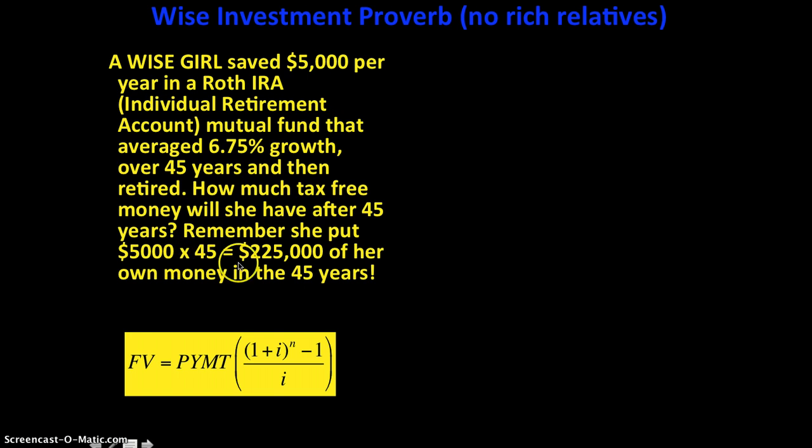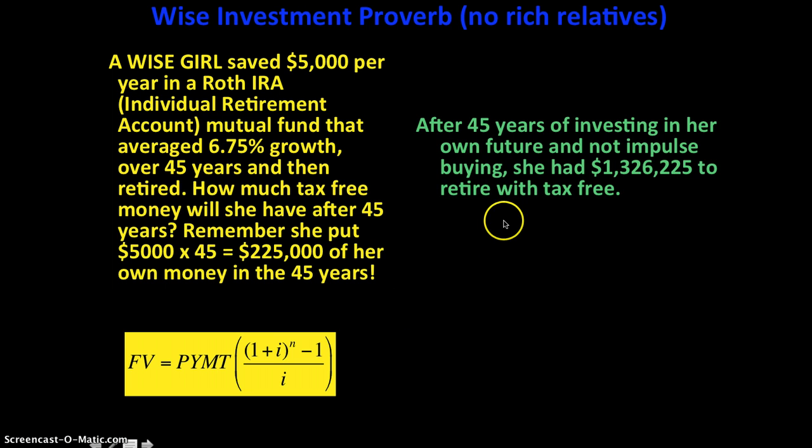Here we show 45 years. That would be a total of $225,000 that she would have set aside in 45 years. Well, what do you think that turns into if she does that every year for 45 years? Well, using the formula I'll show you in just a second here, it actually turns out to be 1.3 million.